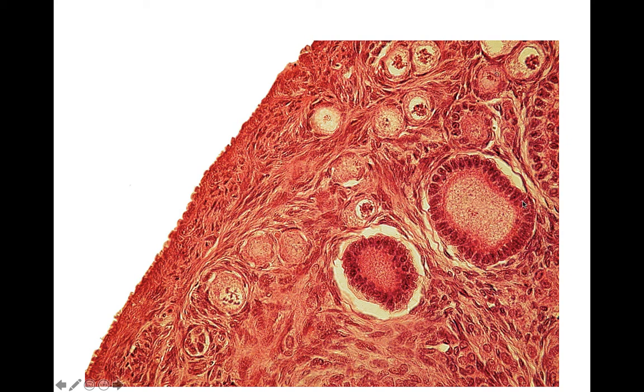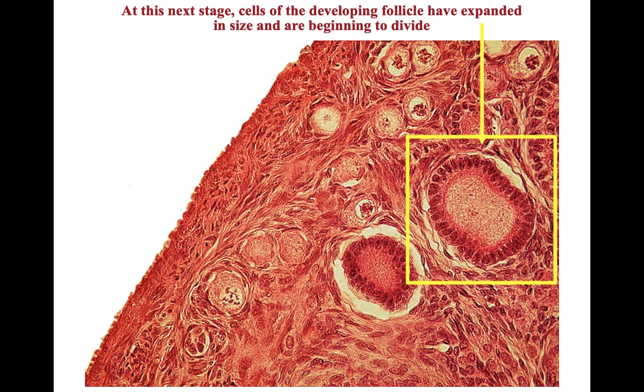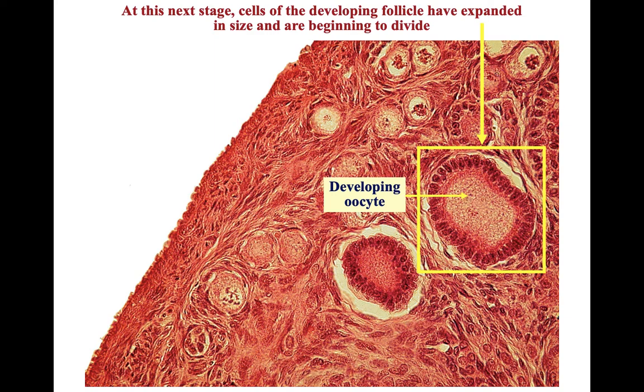Their walls are thicker. And those cells within the walls of these developing follicles produce a hormone called estrogen. Those follicles are called secondary follicles, and they still contain an oocyte, or egg, inside them. As I said, as they develop, those secondary follicles will start producing more and more estrogen.